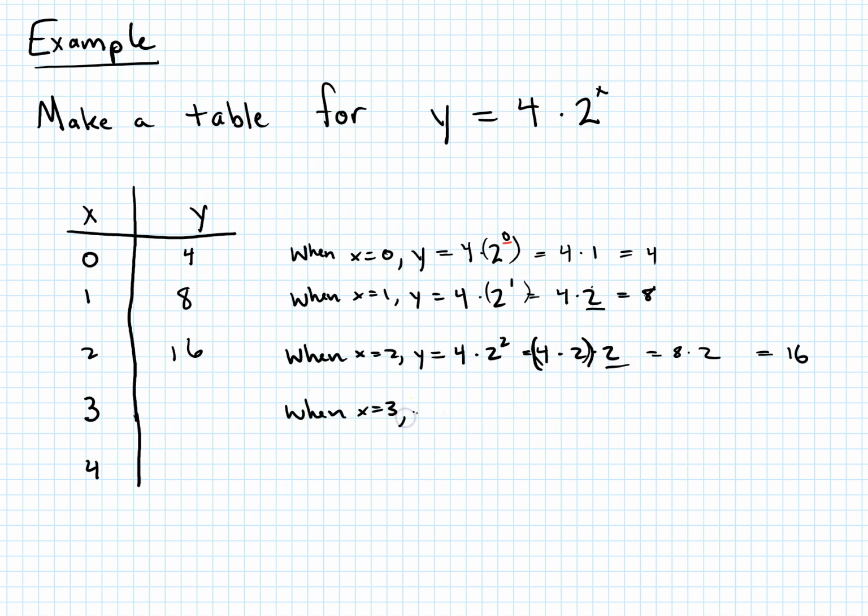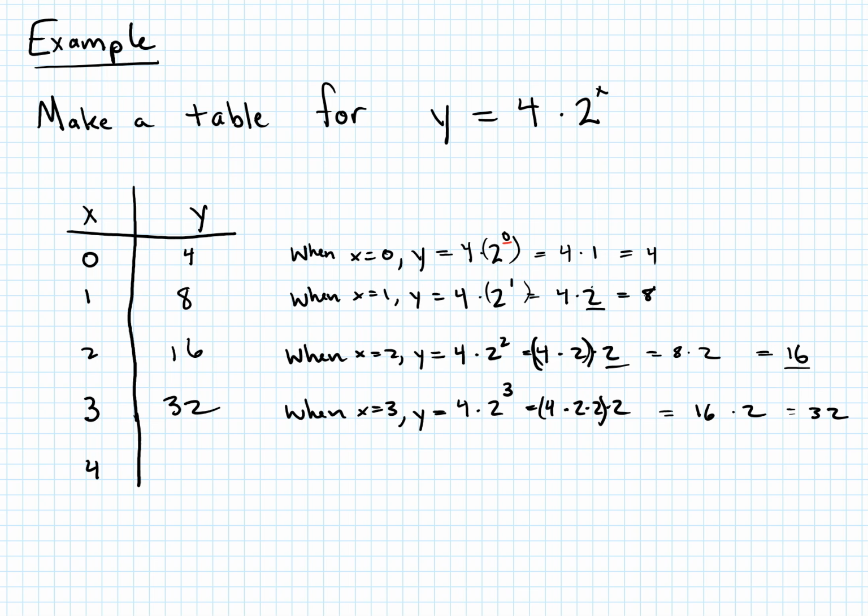When x equals 3, y is equal to 4 times 2 to the power 3. And 2 to the power 3 is 2 times 2 times 2. That's 2 times itself 3 times. Now we already did 4 times 2 times 2. That was 16, right? So this is just 16 times 2. In other words, it's the last term multiplied by 2. So I hope you can see the pattern by now.